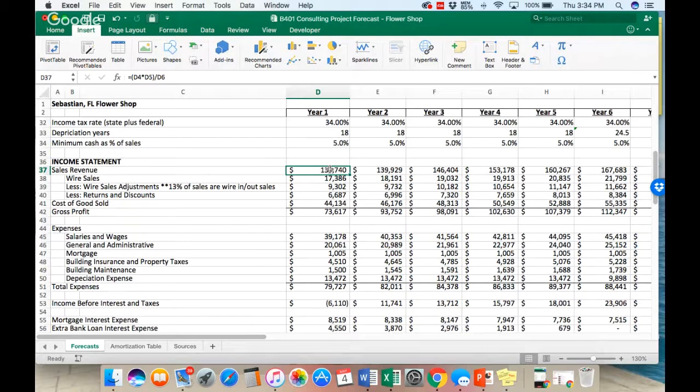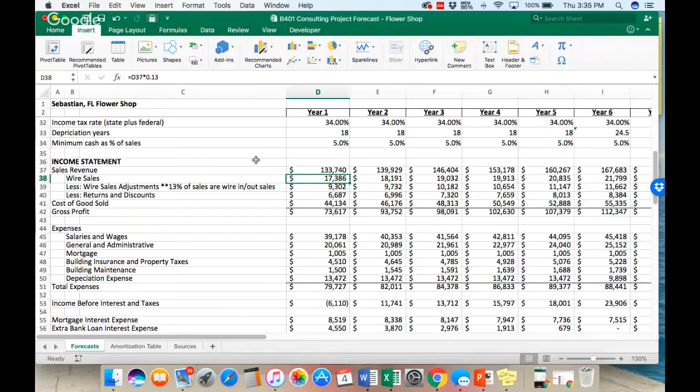So to calculate our sales revenue, we took the population of Sebastian, Florida, and we multiplied that by the national average of flower expenditures, which we found from the BLS website. And then we divided that by the number of competitors in Sebastian, Florida, and there were 9 of them. So that's how we calculated our sales revenue number.